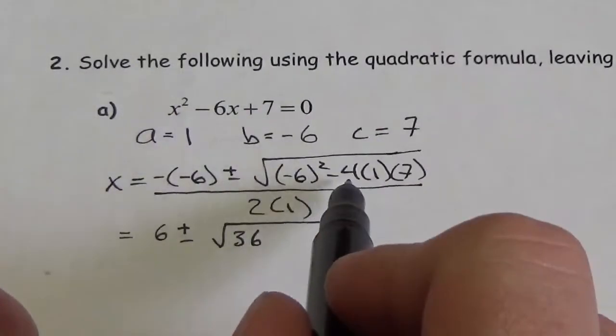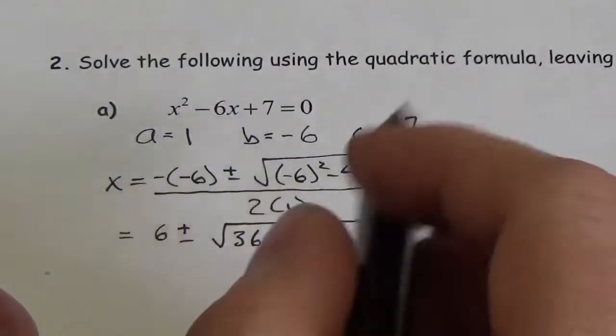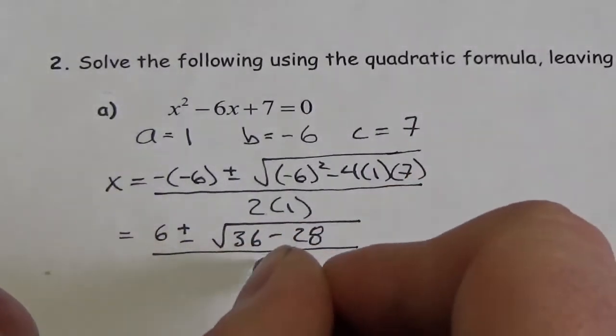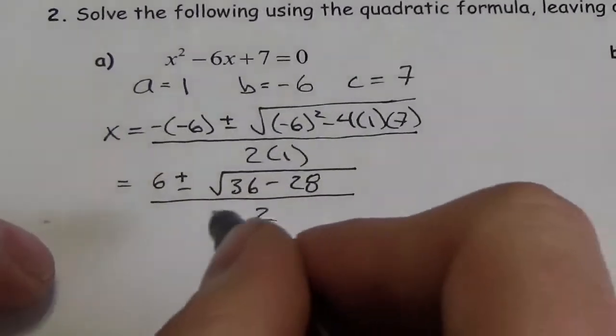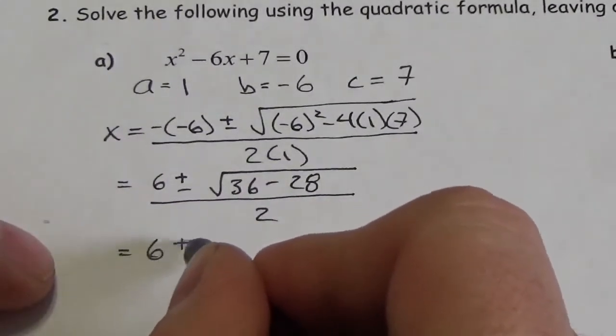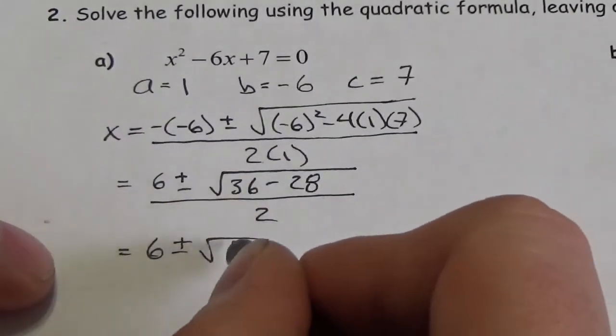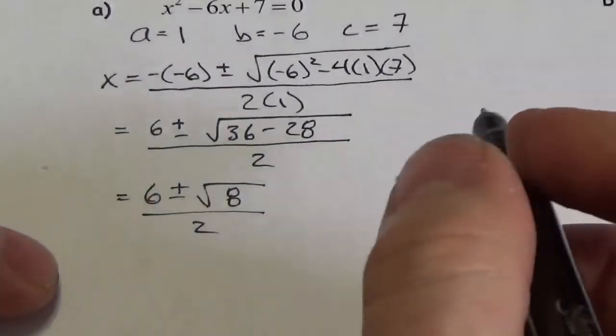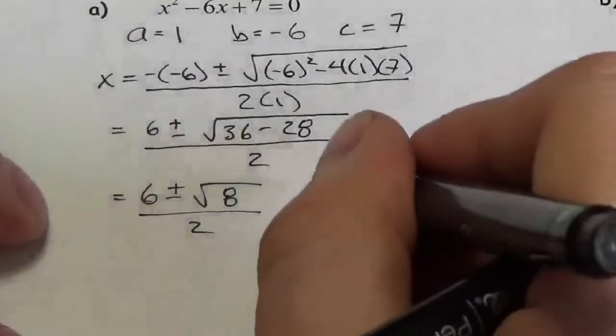So please be careful. Now over here, 4 times 1 times 7 is going to be 28, and there's a subtraction in between. Then the denominator is going to be over 2. And so now I'll simplify the radicand here, and 36 minus 28 is just 8. And now, bear in mind, let's take a quick look over here. Maybe I'll change colors. We want to simplify the radical.